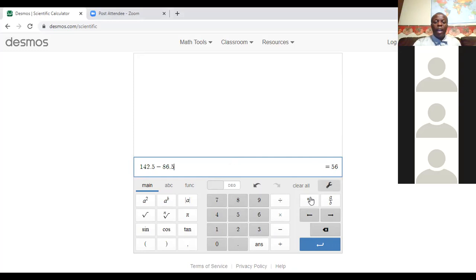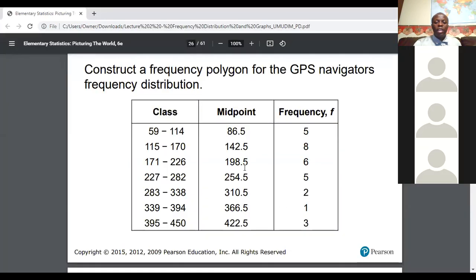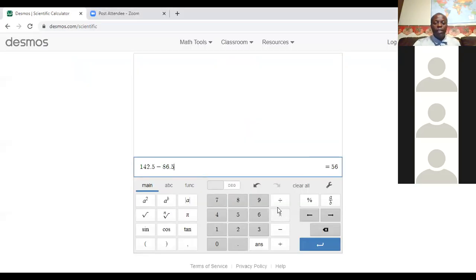142.5 minus 86.5 gives me 56. And if you do it for the other one, you still get the same number. If I do 198.5 minus 142.5, that means this one here minus this one, you see that you get the same number, 56. So that means the class width is 56.